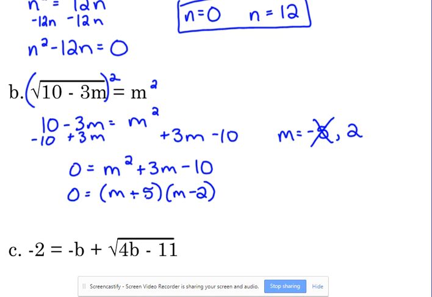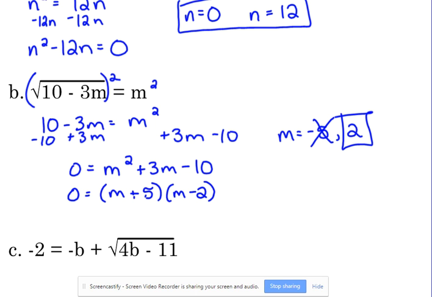Okay. When we plug in 2, we're okay, because we got 10 minus 6, which is 4. The square root of 4 is positive 2. So m equals 2 is the only solution for this one.